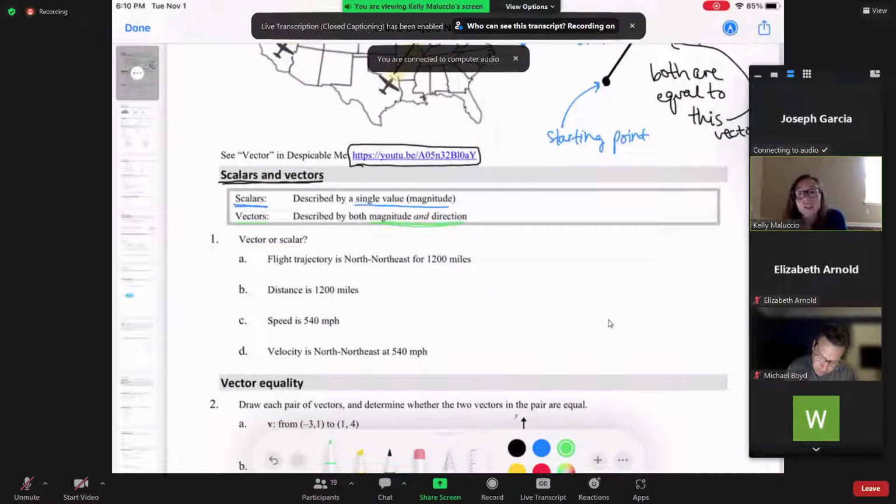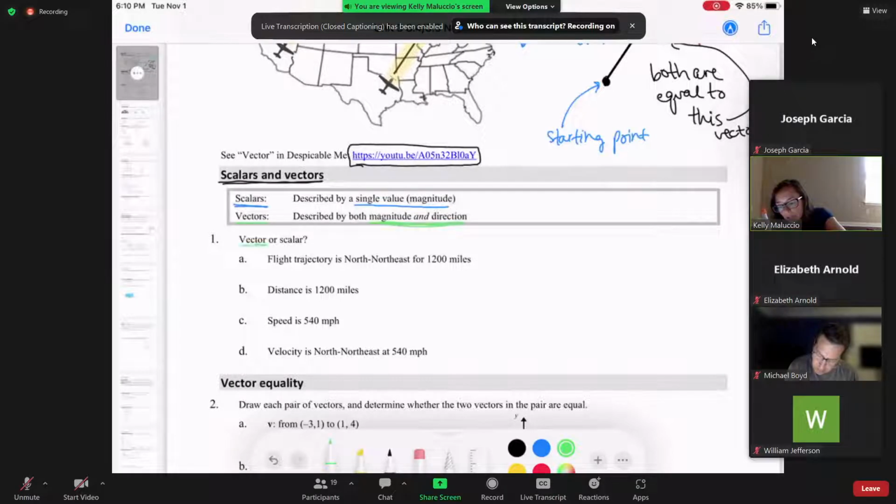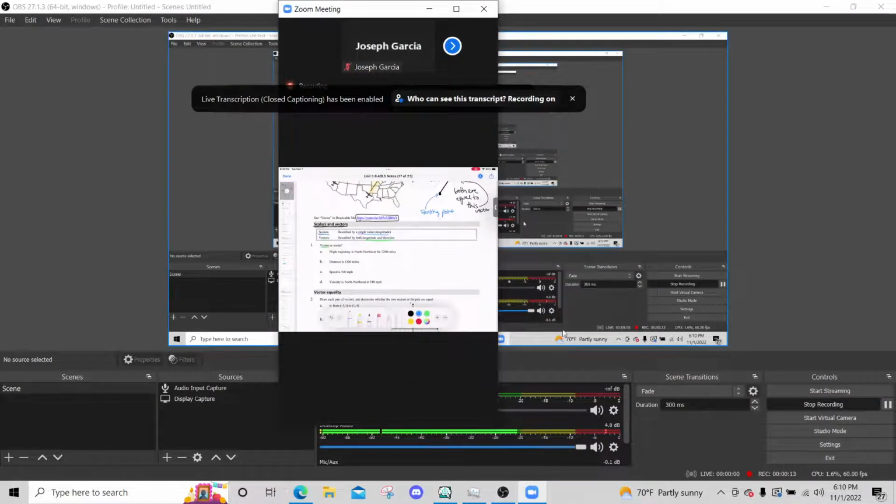When you add direction into it, that's when you have a vector. So this should be hopefully pretty straightforward, but again, we have vector or scalar.